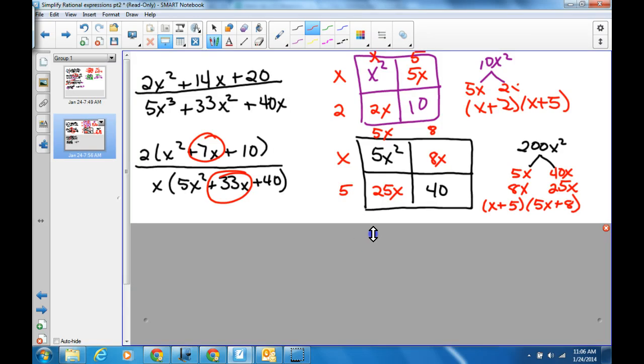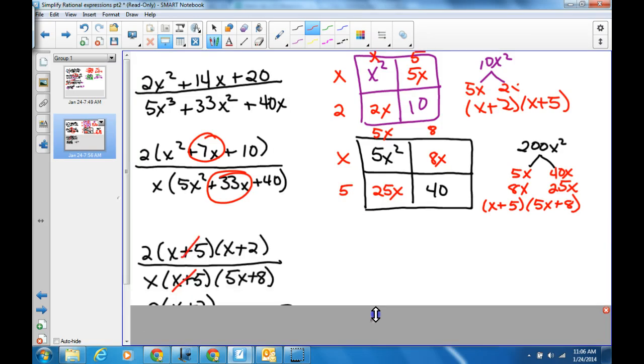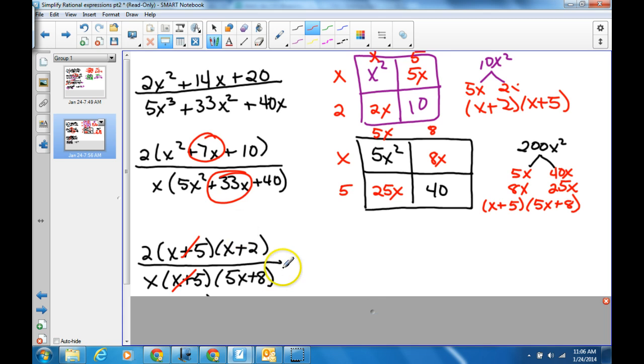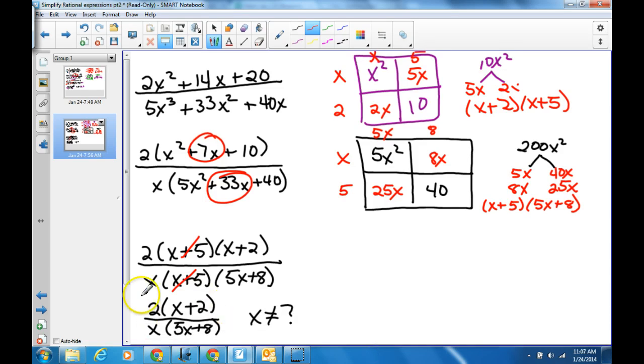Now, if I take this and put it back into my rational expression here, replace my polynomials with their binomials, this is what I get. I can cancel out my x plus 5. They both have that. Is there anything else I can cancel? No, there isn't. Okay, so my answer for this, as simplified as I can go, is 2 times the quantity x plus 2 over x times the quantity 5x plus 8.